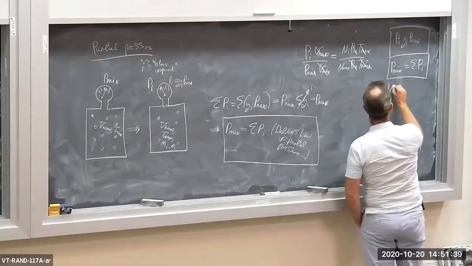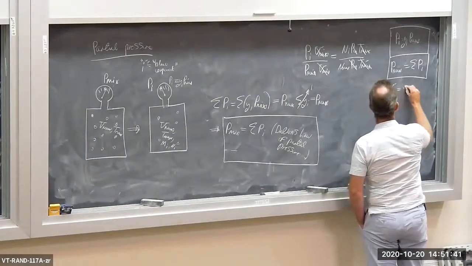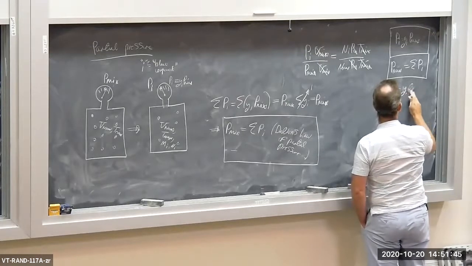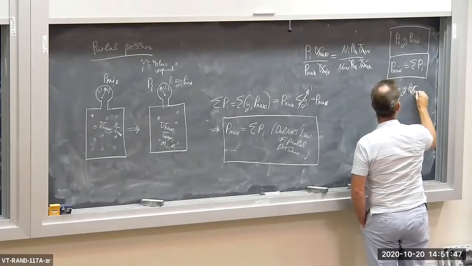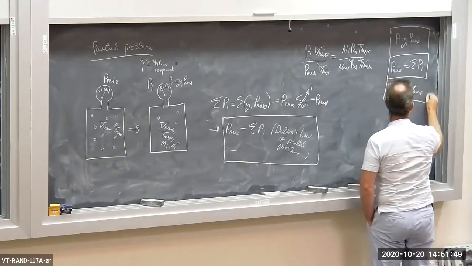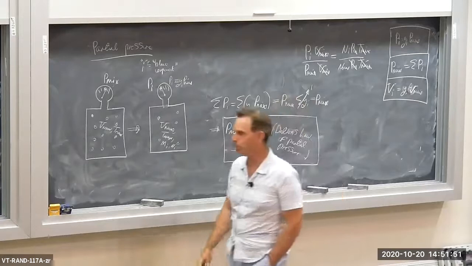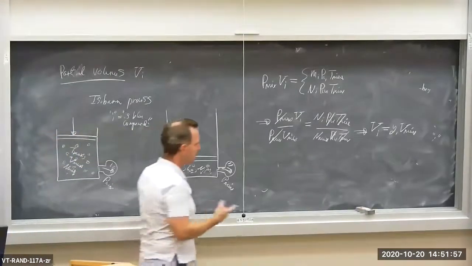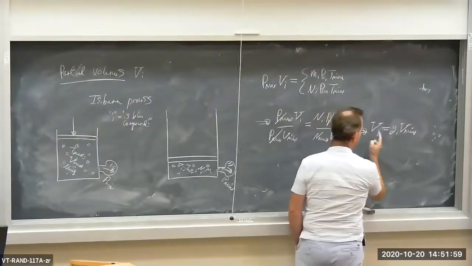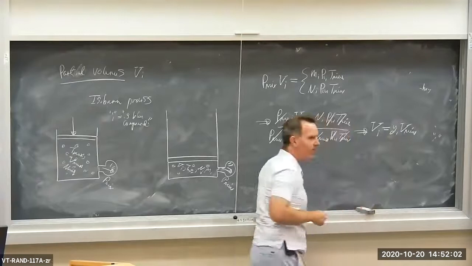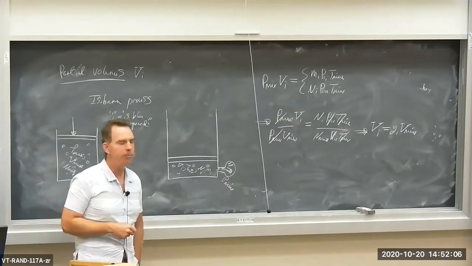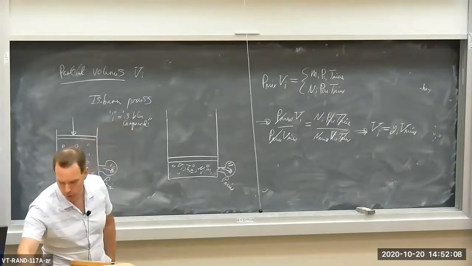So we have V sub i is equal to y sub i V mix. Okay, put a box around that. Needless to say, if I were to sum up the component volumes, I would get V mix times the sum of the mole fractions, which is equal to V mix because the sum of the mole fractions is equal to 1.